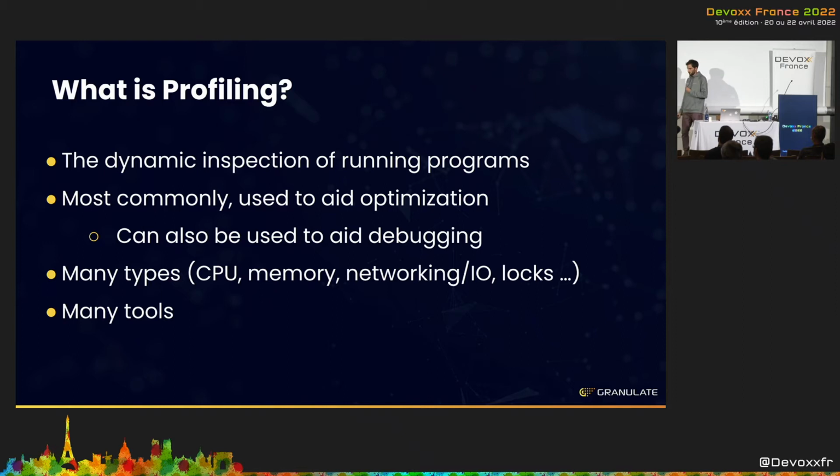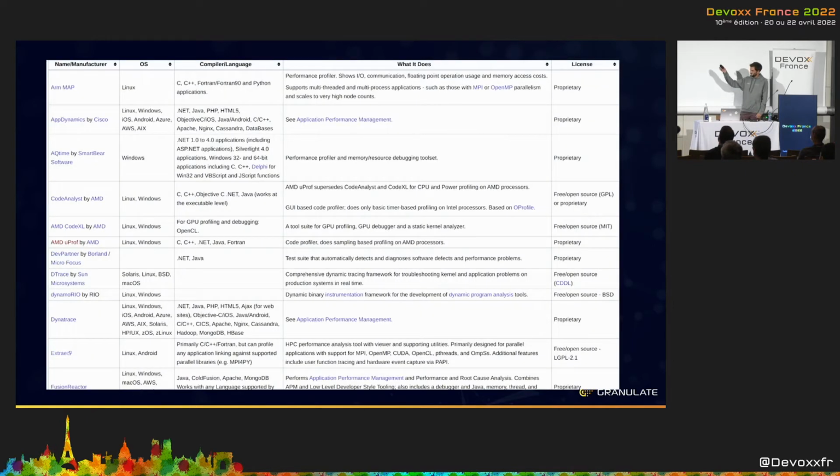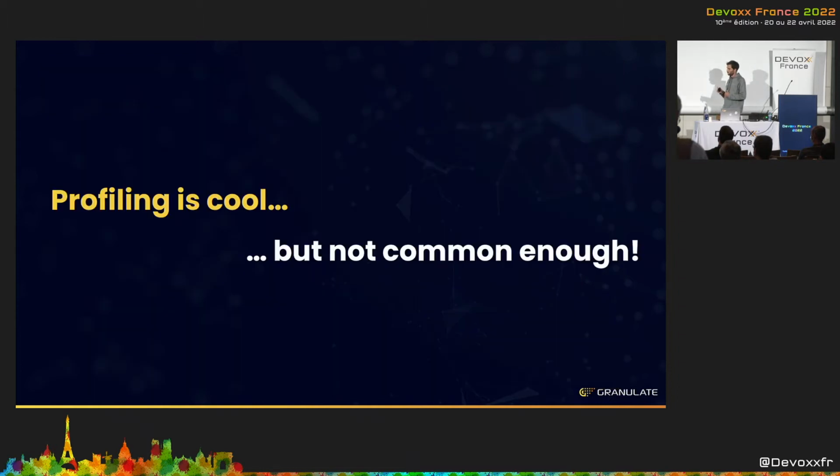So, profiling. Profiling has existed for a long time. There are many types of profilers and many types of tools. It's mostly used for optimization, but also for debugging. For example, because I'm very acquainted with those tools, I use profilers as debuggers as well. Now, this is just a quarter of the first page in Wikipedia about profiling tools. My point is that there are many tools. But still, we feel that profiling is not common enough.